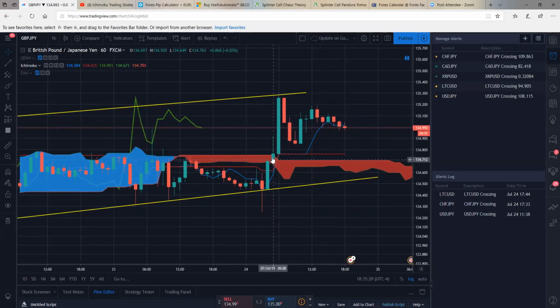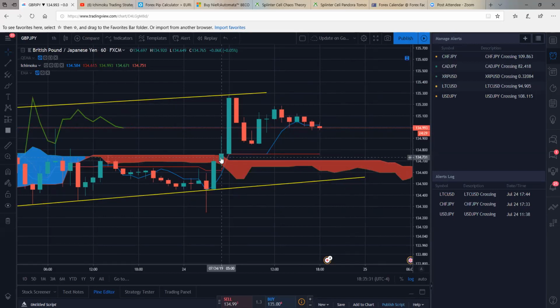I woke up, I saw that this candle was pushing through this cloud. That was all I needed to see. I went to my phone in my bed before I even got to my computer. Buy. I got about 30 bucks off of this. That's all I needed to see.